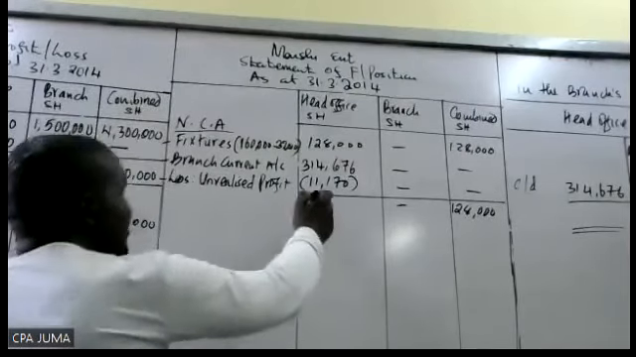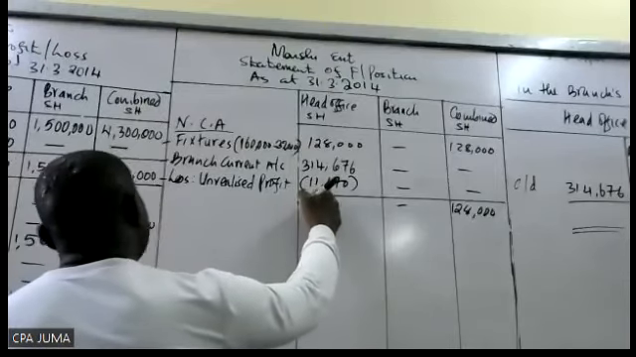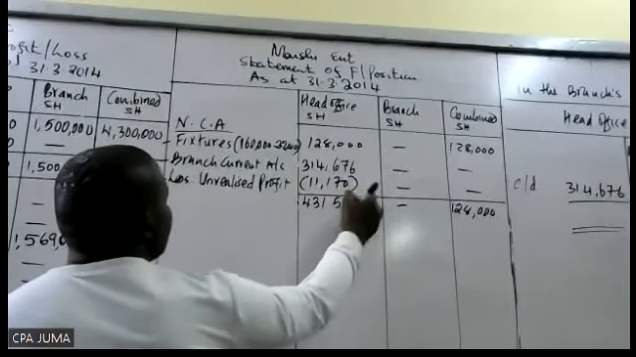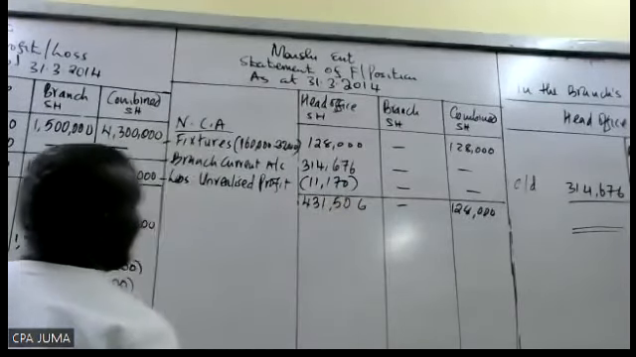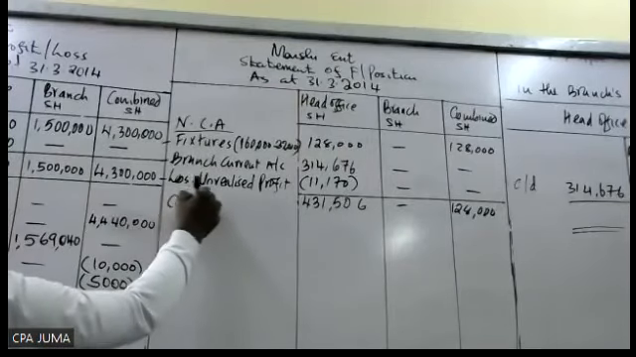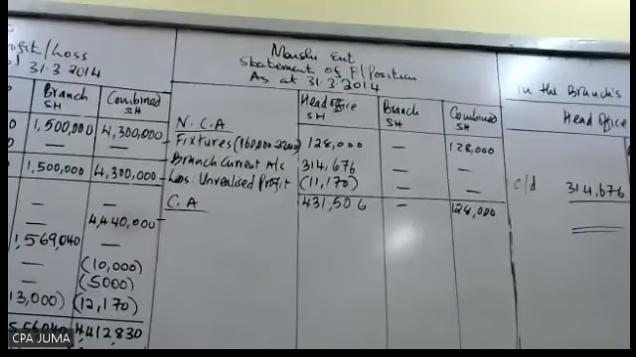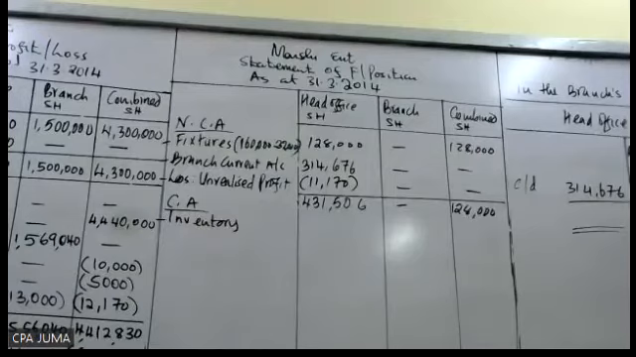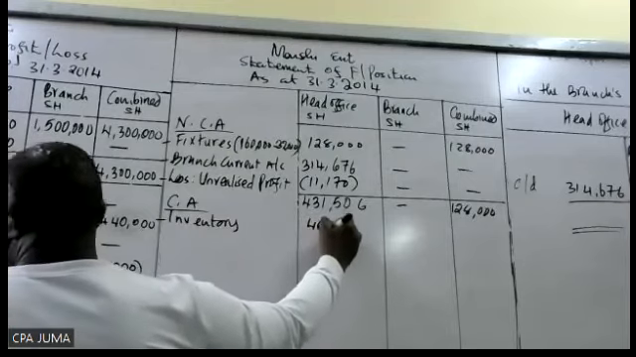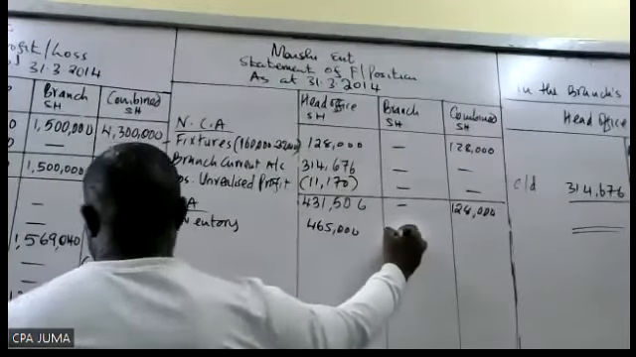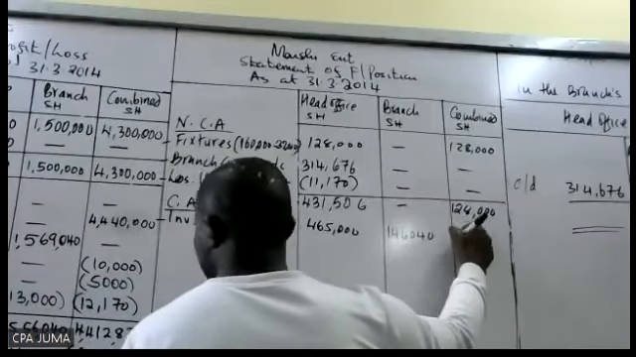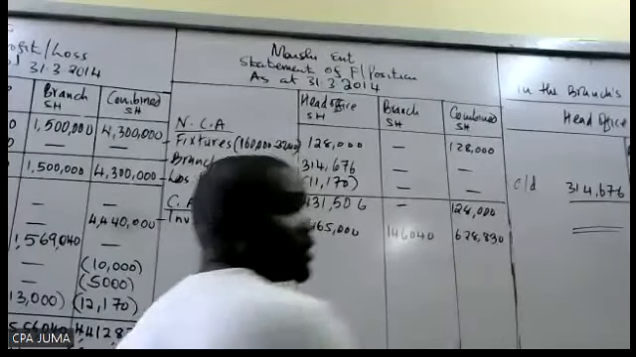Alright, this is how much? 431,506. Then current assets, inventory. The closing inventory, those valuations are still out there. Yeah, this is 465. This is 146. This was 628,800 and that.